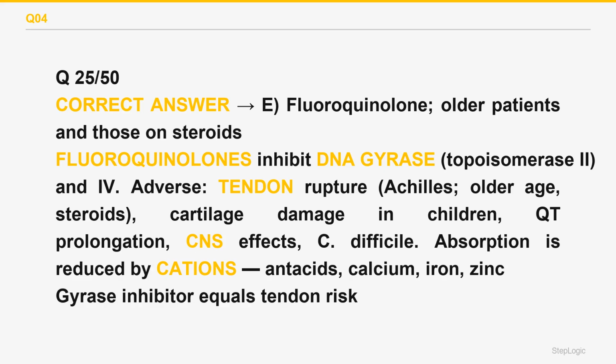Their absorption shares a pitfall with tetracyclines and is examined the same way. Divalent and trivalent cations in antacids, calcium or iron supplements chelate fluoroquinolones and markedly reduce absorption, so dosing must be separated.